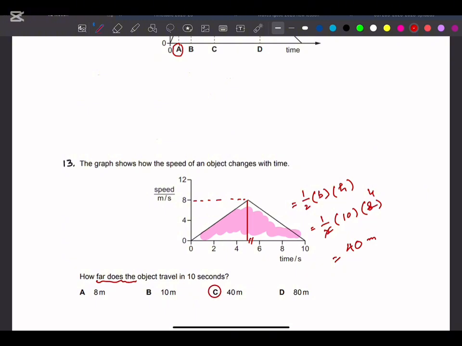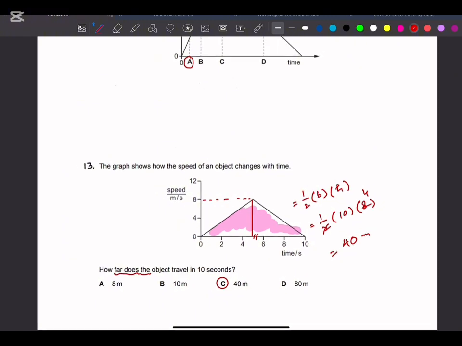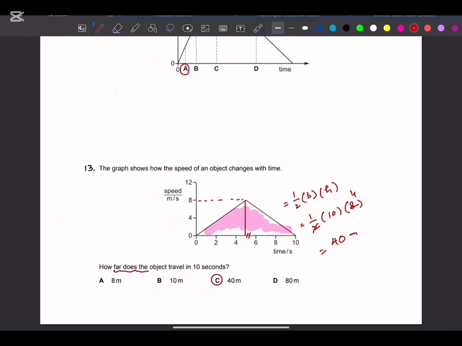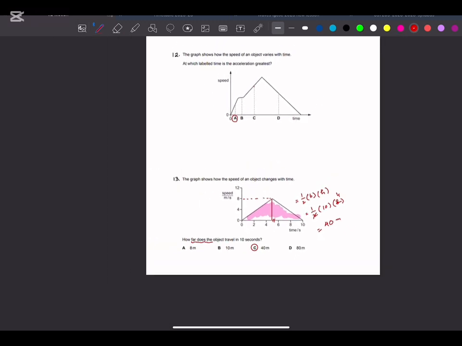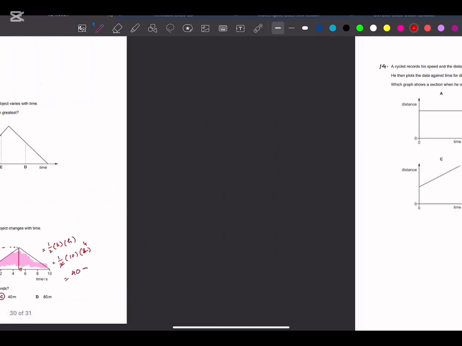So in most of the cases, only two things you have to remember: what is the slope of the speed time graph and what is the area under the curve. If you can find these two things, you can find the acceleration and distance covered respectively.